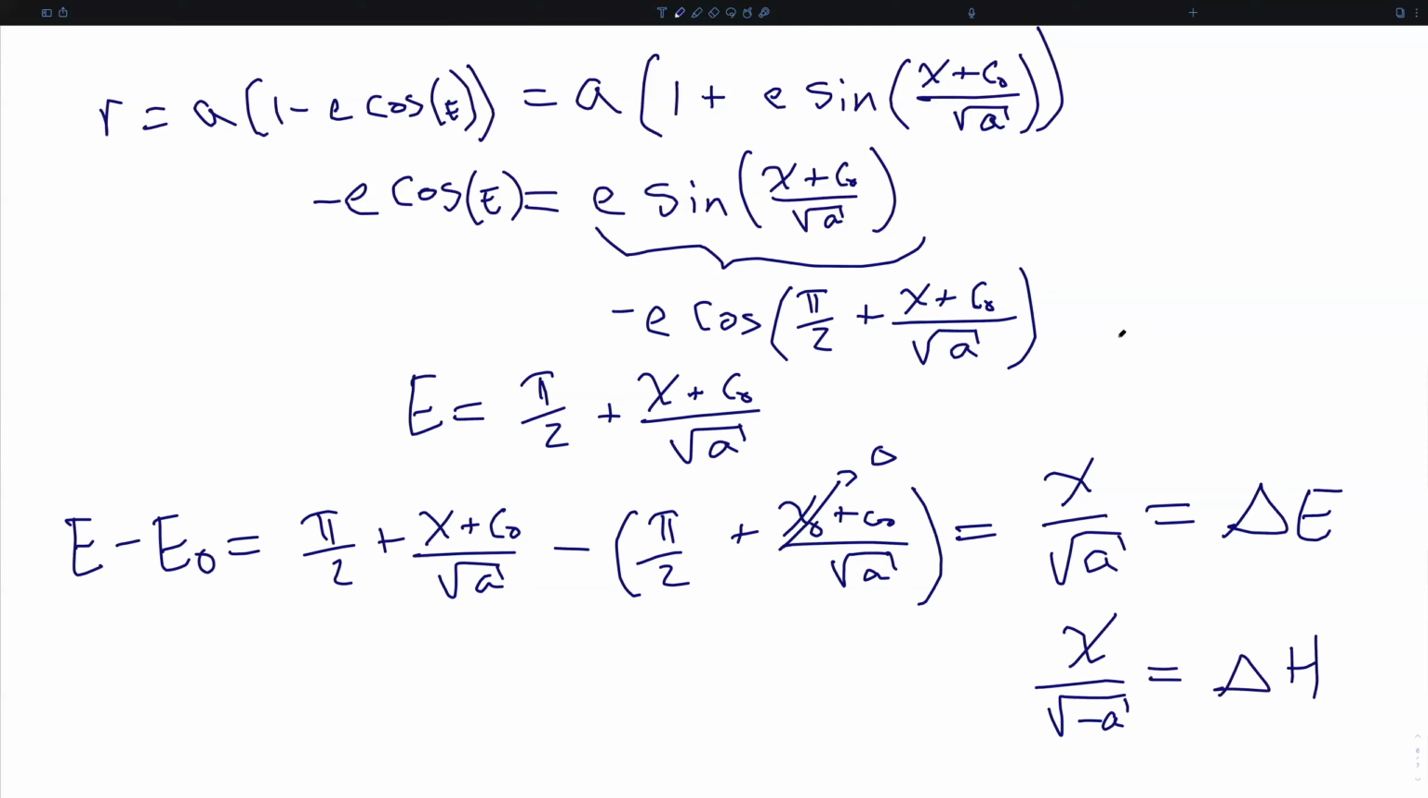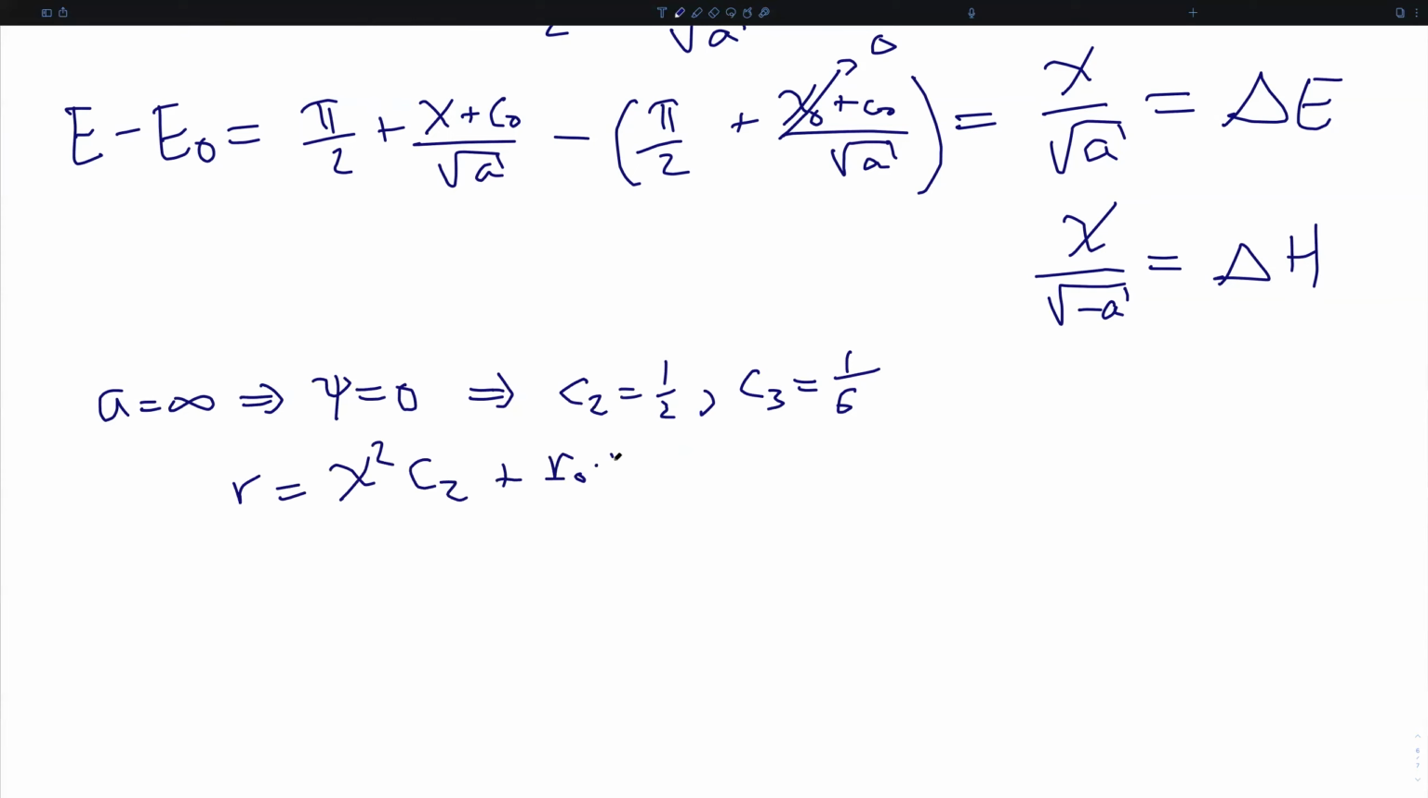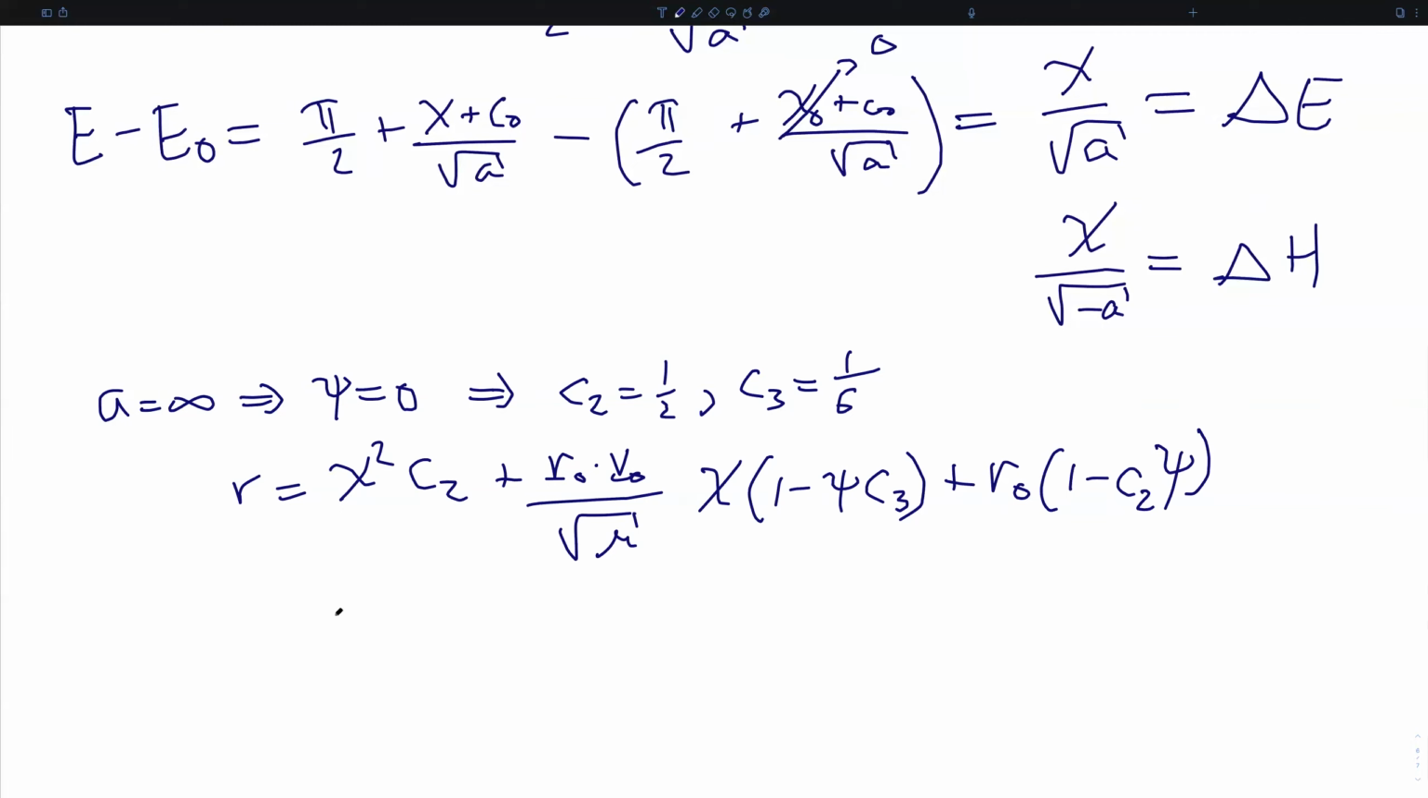And you can verify this by just going through this entire process, but plugging in the relevant equations for hyperbola. For parabolas, a is infinite, which means that psi is 0. And this means that our C2, C3 quantities are going to be exactly equal to 1/2 and 1/6. And therefore, r will just equal chi squared over 2 plus r naught dotted into v naught over root mu chi plus r naught.